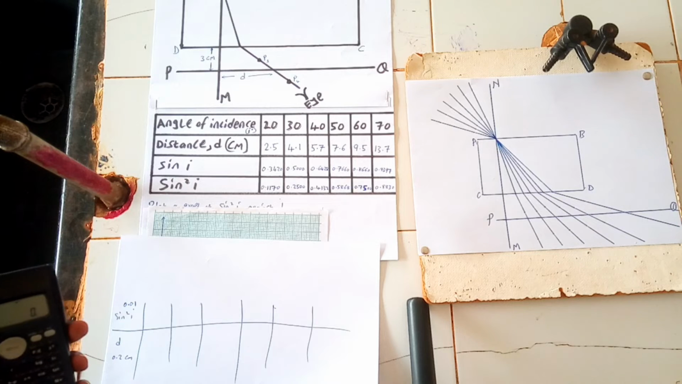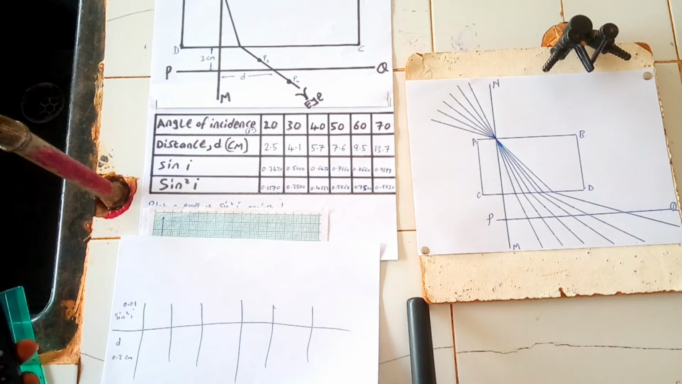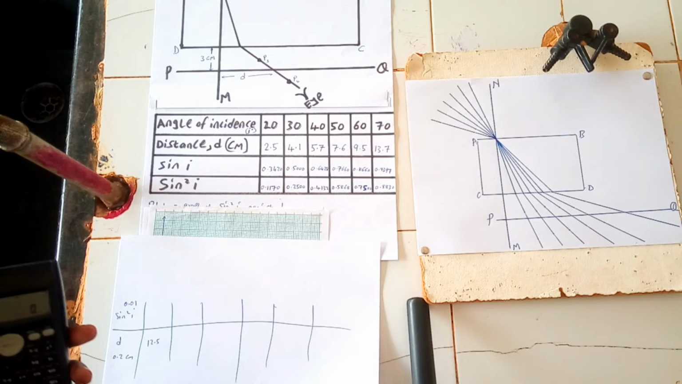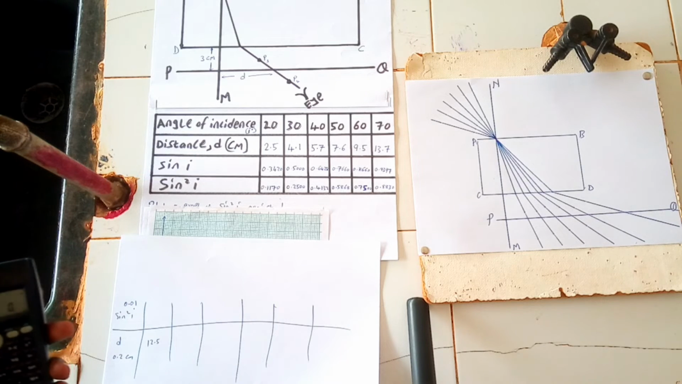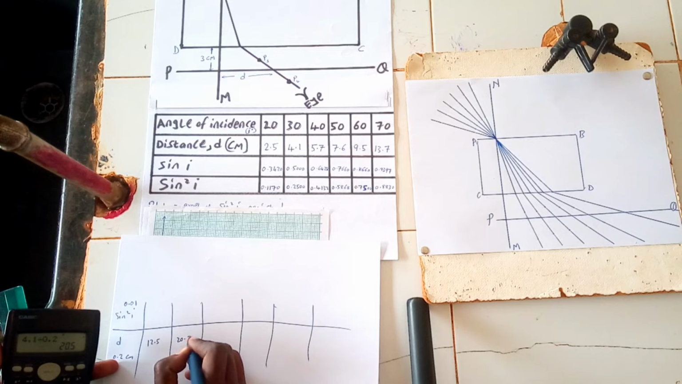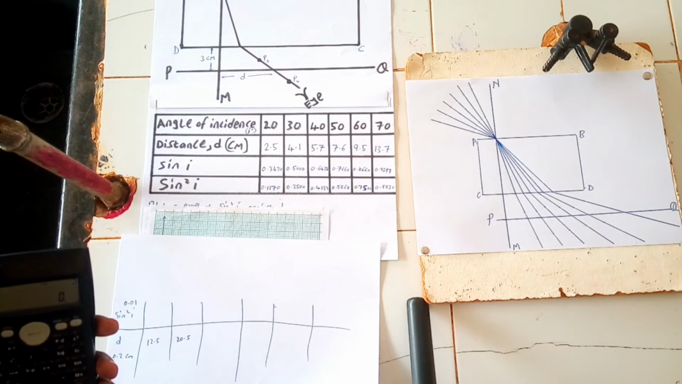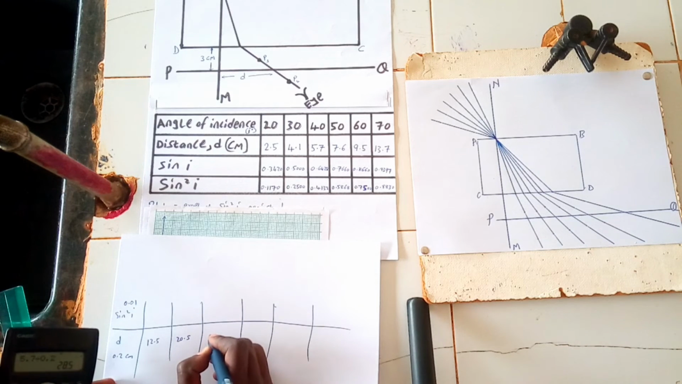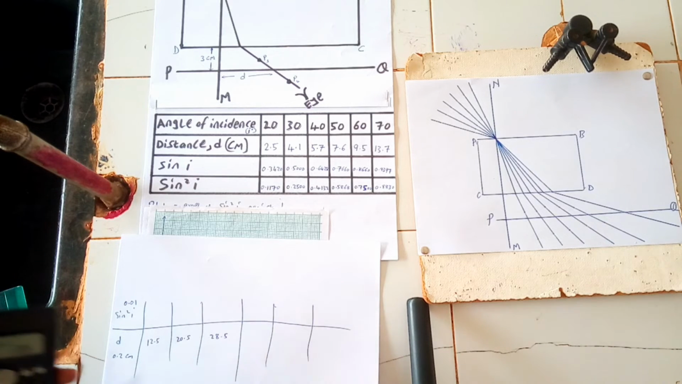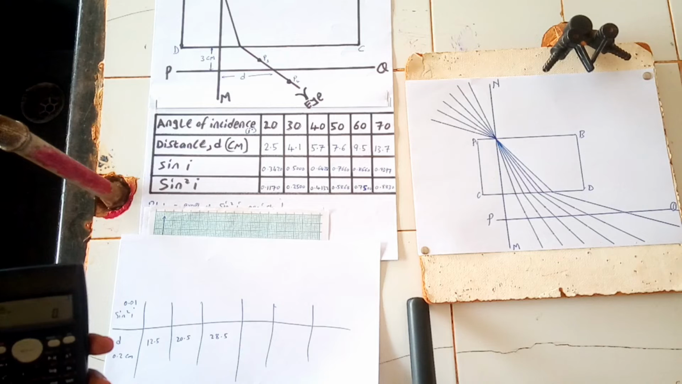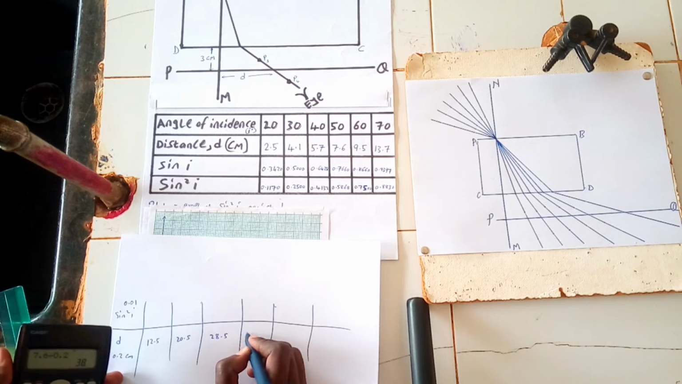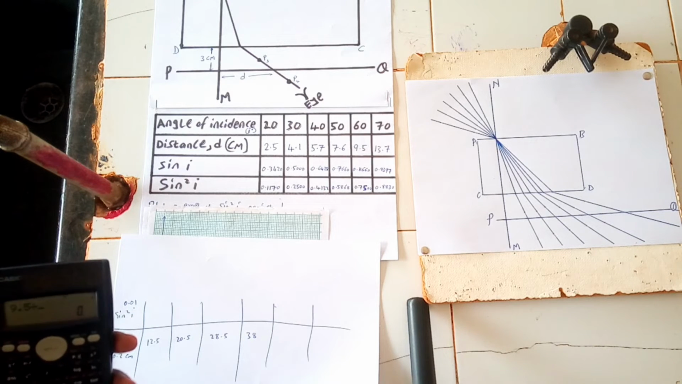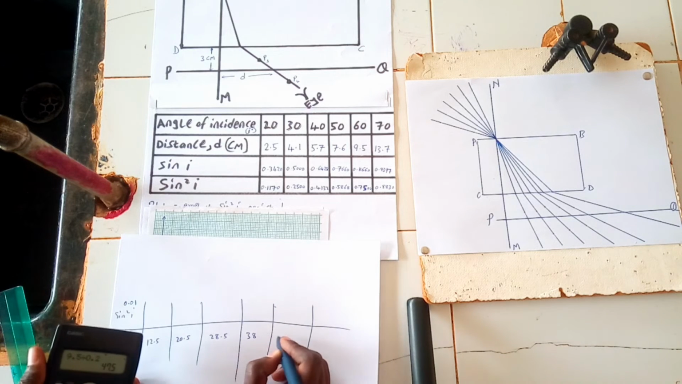2.5 divided by 0.2. These are 12.5 squares or divisions. 4.1 divided by 0.2, 20.5. 5.7 divided by 0.2, 28.5. 7.6 divided by 0.2, 38. 9.5 divided by 0.2, 47.5.